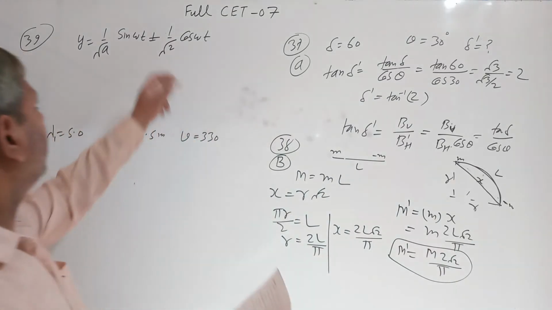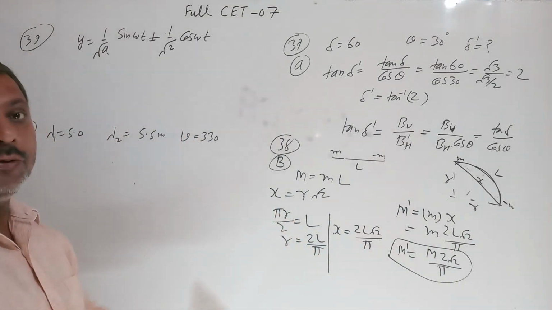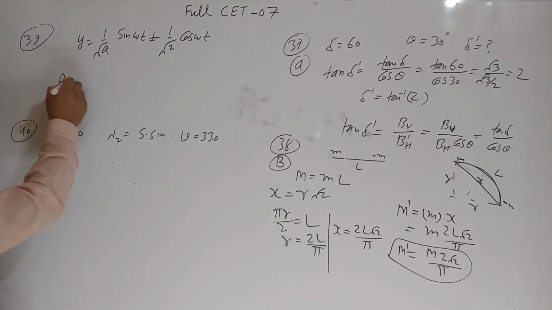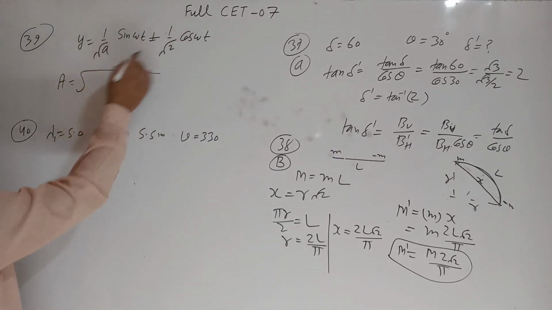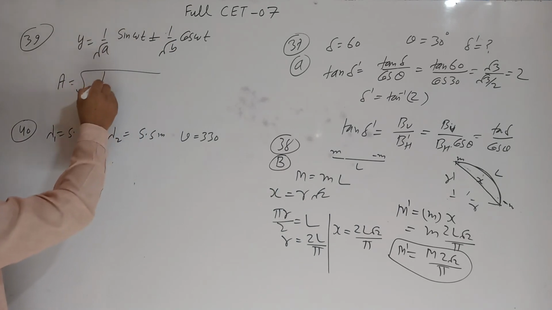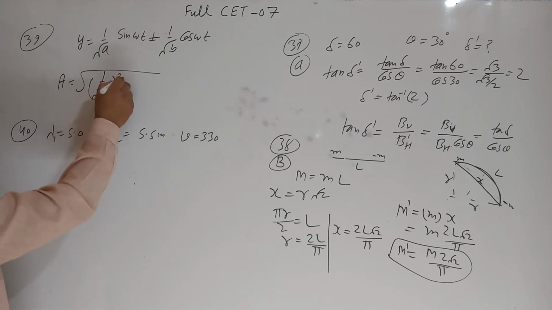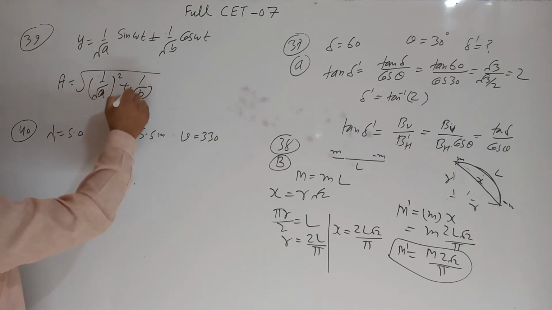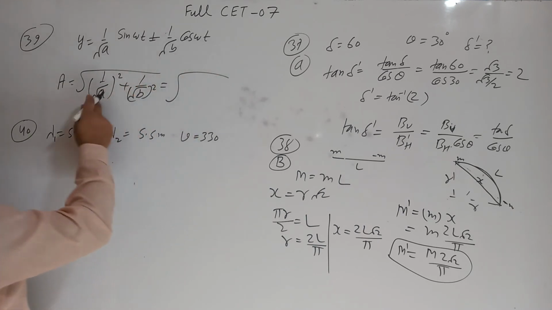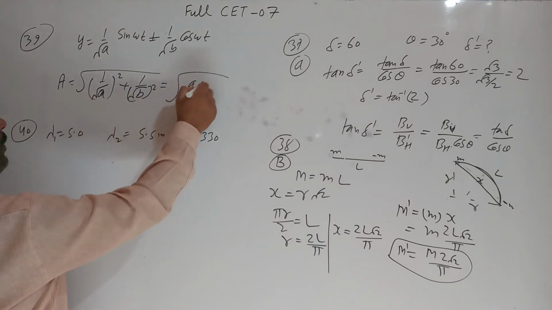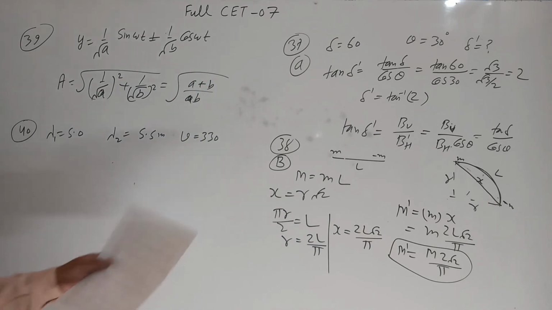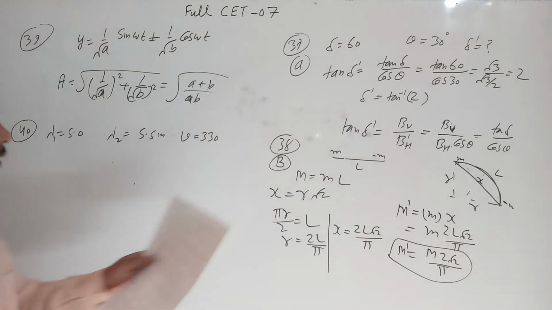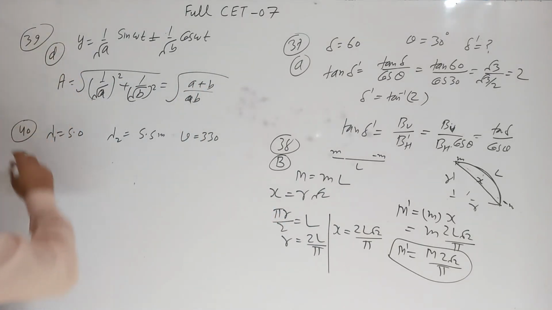Question number 39, amplitude of the wave. The amplitude is under root a square plus b square. So 1 upon under root a square plus 1 upon under root b square, so that is ab upon a plus b. So question number 39, option D will be the correct one.